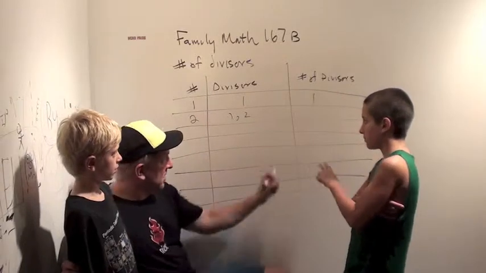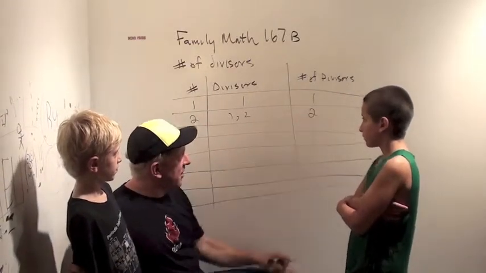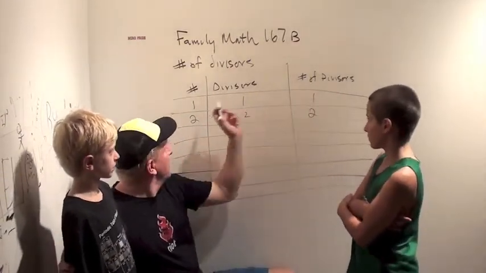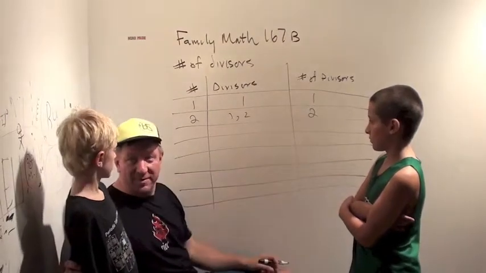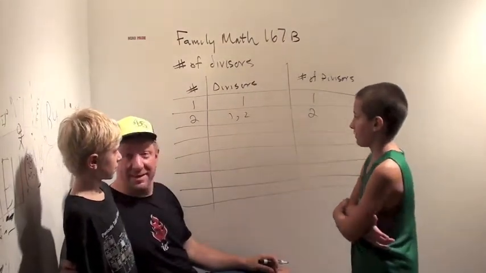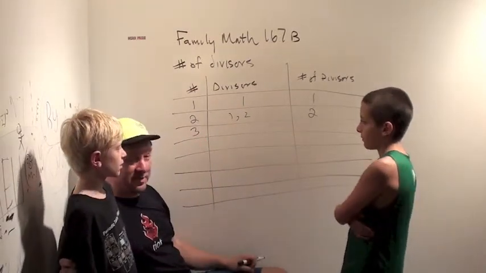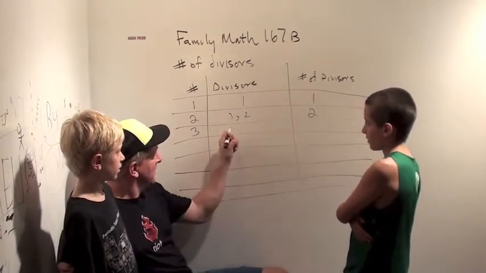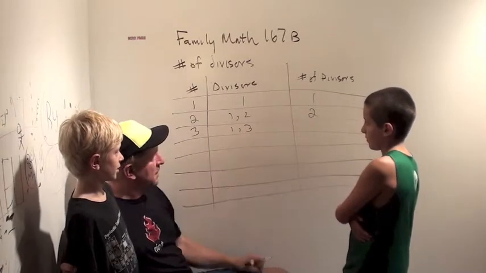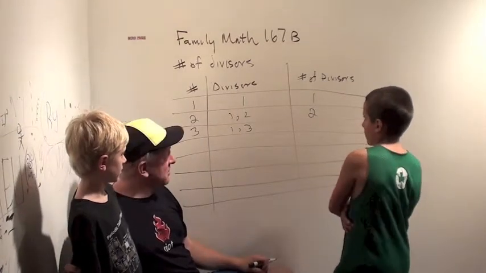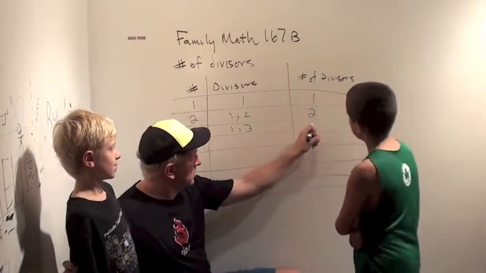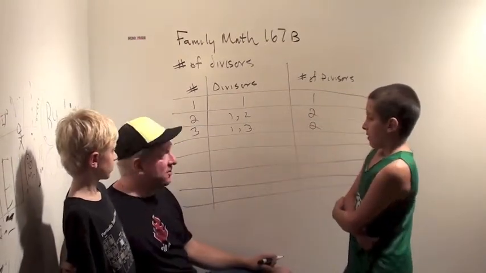It has 2. Aha! Alright, based on this pattern so far, 1 has 1, 2 has 2. What do you think we might find for 3? Maybe 3. Alright, let's see. What are the divisors of 3? 1 and 3. And how many divisors does 3 have? 2. Rats. 1, 2, 2. Okay.